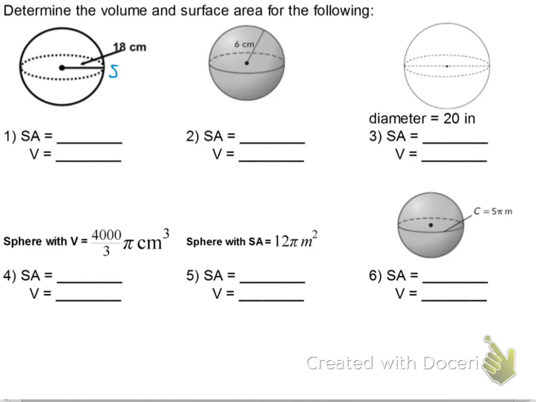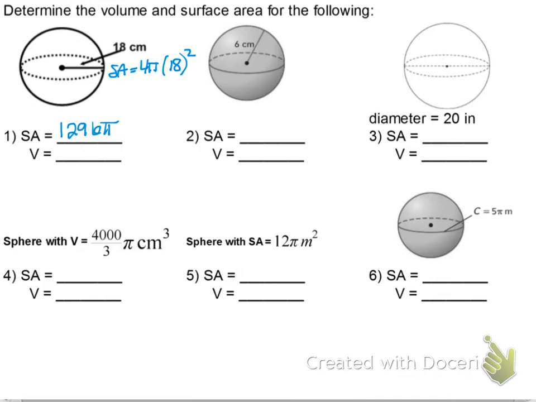So surface area is going to be 4 pi r squared, and our radius here is 18. Okay, and if I type all of that in, then I get 1,296 pi.